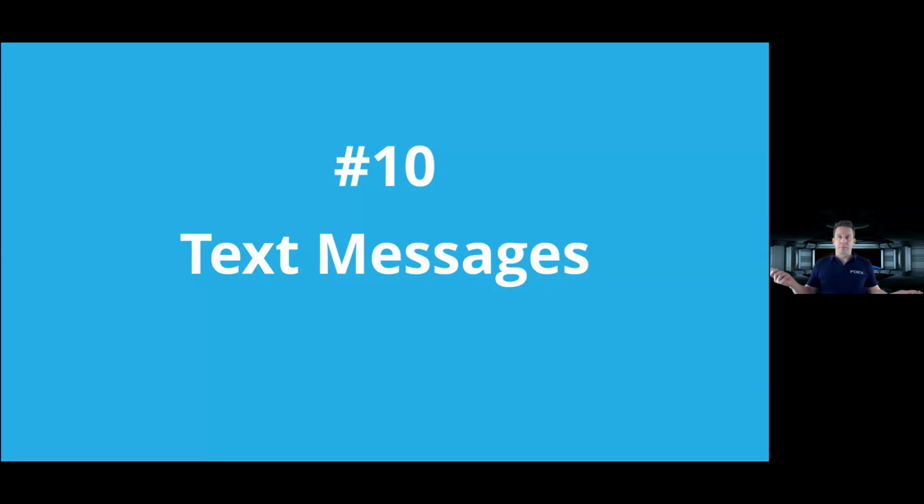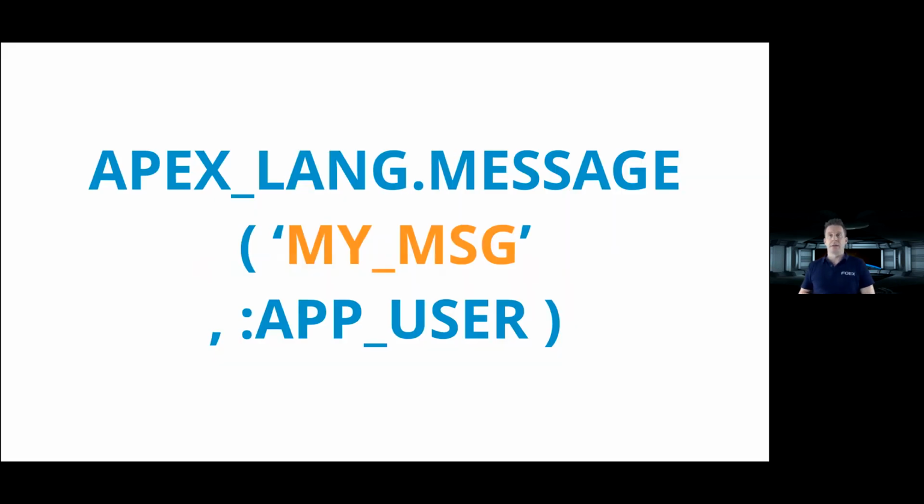Text messages, they've been there since the beginning of Apex. Text messages are meant to be used to have translatable strings within code. And there's an API, apex_lang.message, where you supply the message name, and then it will be replaced with the message definition in the current language. Okay, so that existed forever.